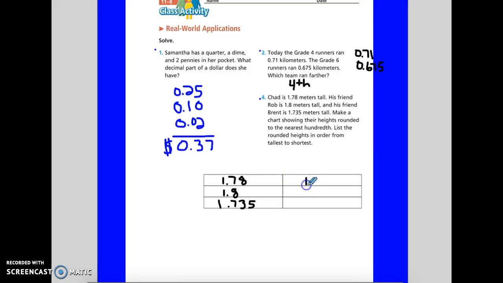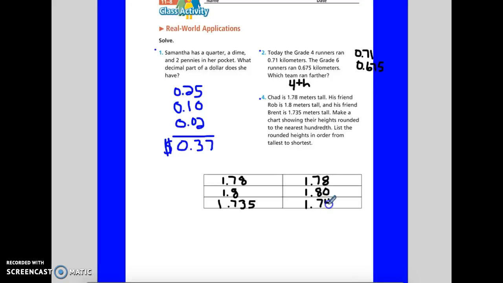So my first one, which was Chad, is still going to be 1 and 78 hundredths. Then we'll look at the next one. This is Rob, and to round to the nearest hundredths, there's not even anything in the hundredth spot. So I'm going to just add a 0 there to make it go to the hundredth spot. But again, it won't change anything because there's nothing there to change it. Okay. But this one, Brent's, we do have something in the hundredth spot. We have a 5 here. And this 5 would allow us to round up that number to a 4. So we end up with 1 and 74 hundredths.